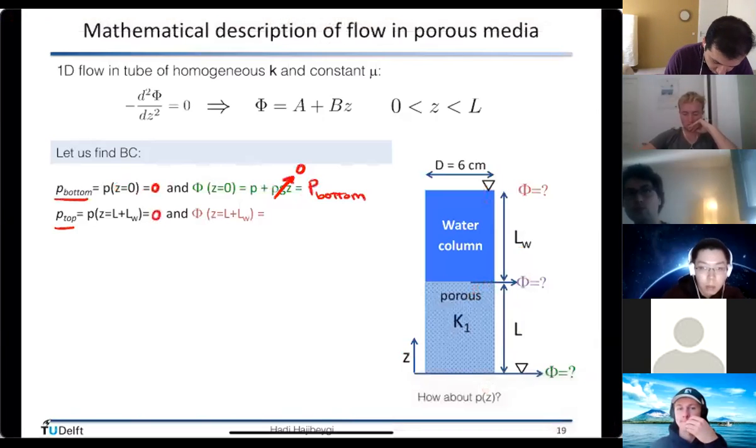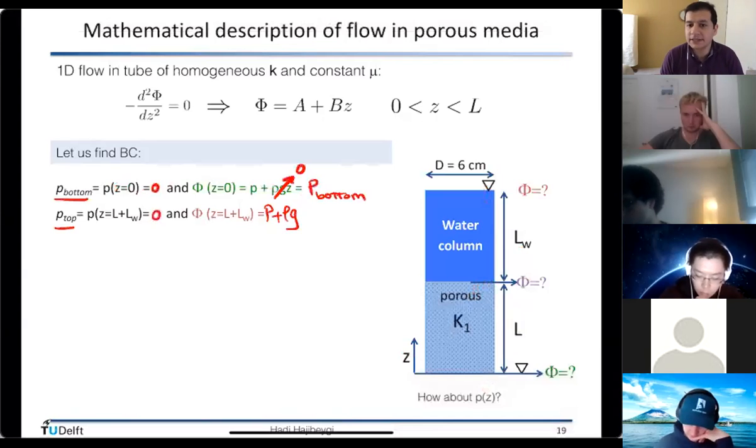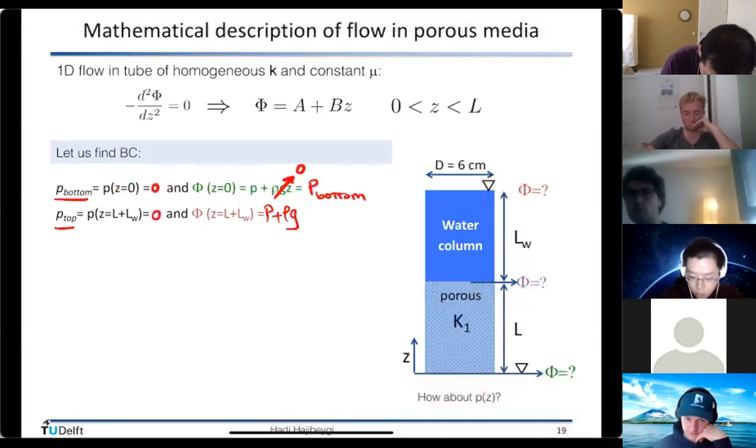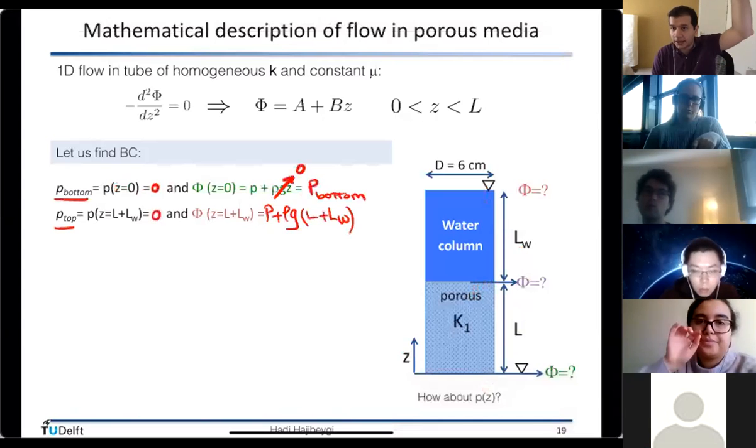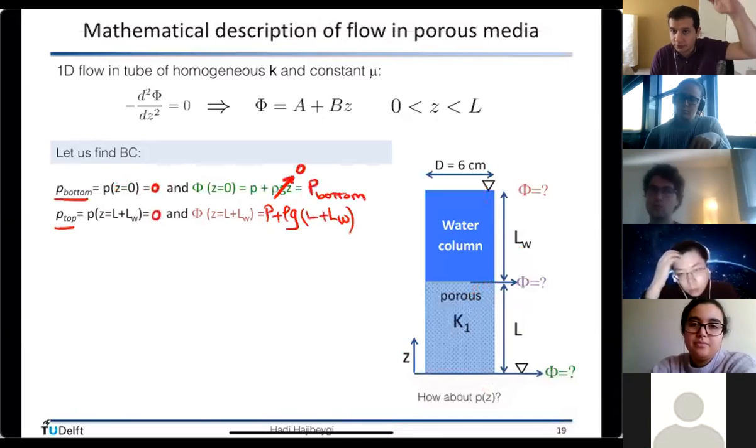So I have pressure at the top is also 0, and I would like to know the potential at the very top. Potential at the top is P plus rho GZ. What's the Z of the very top? L plus LW. Exactly, it's L plus LW, which is the length or the end of the entire sample. Porous plus the water column.